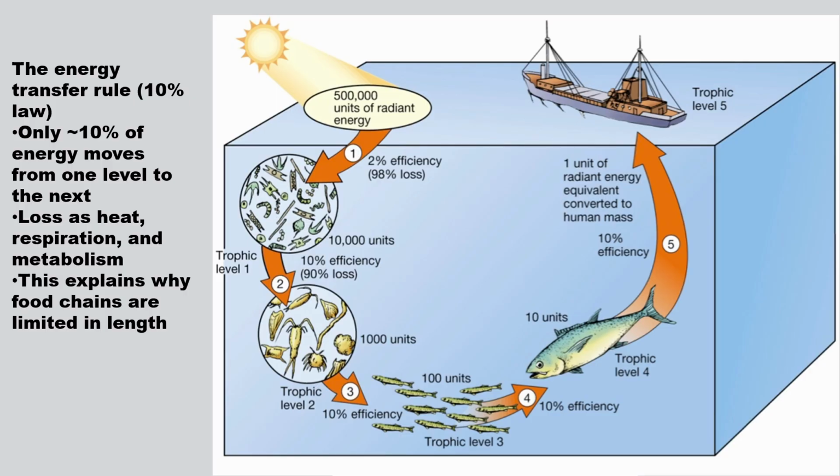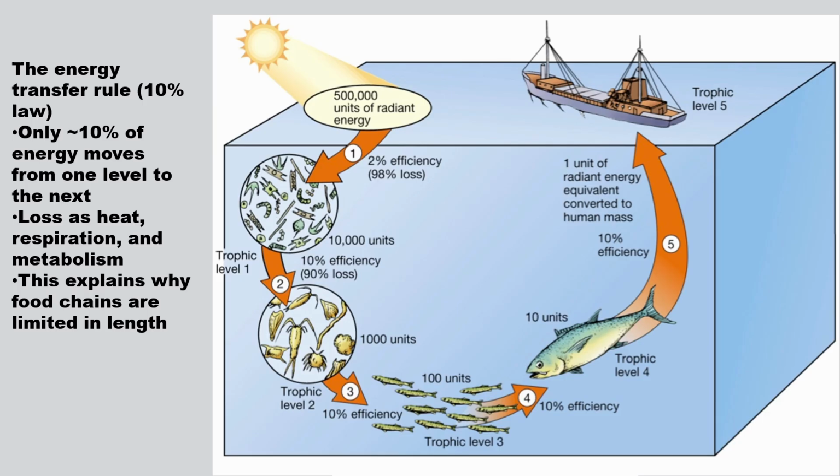Now let's understand the energy transfer rule we were talking about in the previous slide. In this rule, as energy moves through the food chain, it decreases sharply. Only about 10% of energy gets transferred from one trophic level to the next. And what happens to the rest? The rest is lost through heat, movement, and life processes. This will be clearer through this diagram.